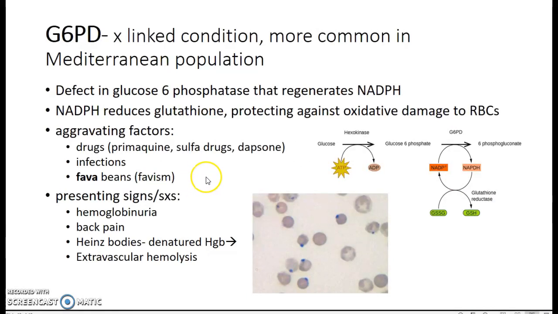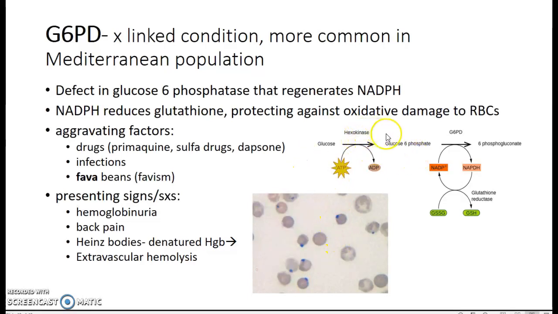G6PD, key things: X-linked condition, Mediterranean population. You get increased oxidative damage, so any drugs that are associated with that, sulfa drugs is kind of the classic, some of the antimalarials as well, will cause increase in this oxidative damage, and you get extravascular hemolysis. You get this damaged, clumped up hemoglobin. You can see in these Heinz bodies in here, denatured hemoglobin, and the spleen removes them.